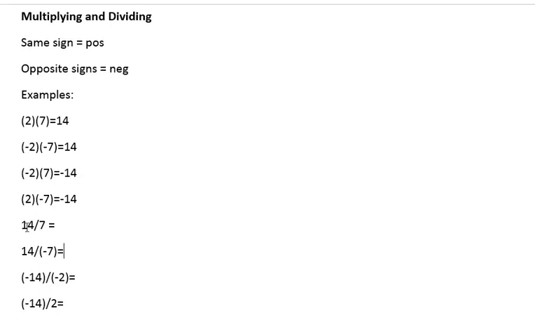Likewise, when I'm doing division, positive divided by a positive gives me a positive. Positive divided by a negative, they're opposite signs, I'm going to get a negative. Negative divided by a negative, they're both the same sign, I'm going to get a positive answer. And a negative divided by a positive, they're opposite signs, I'm going to get a negative answer.